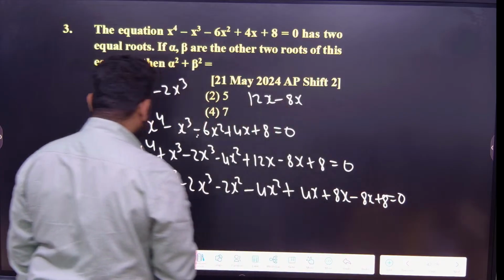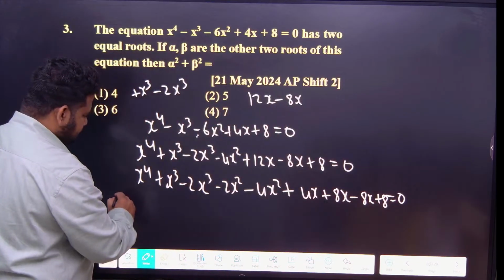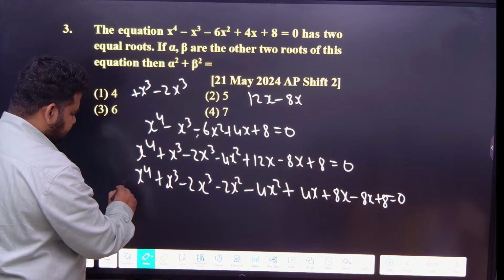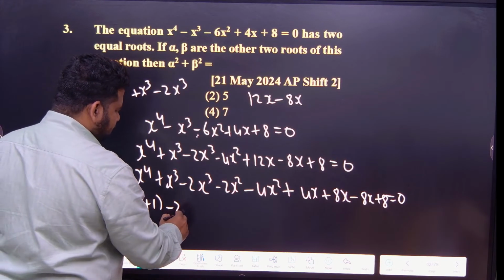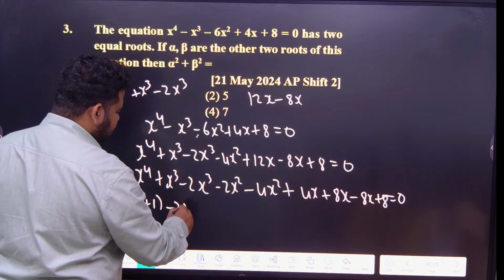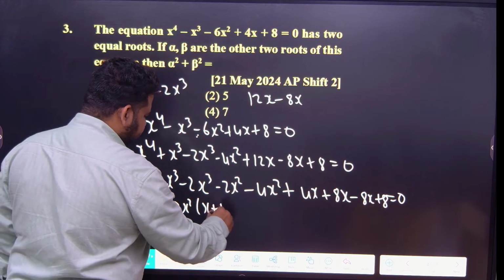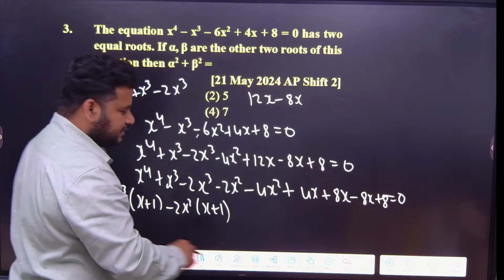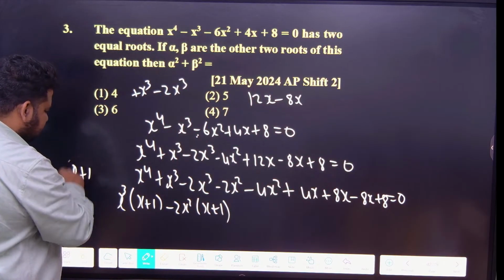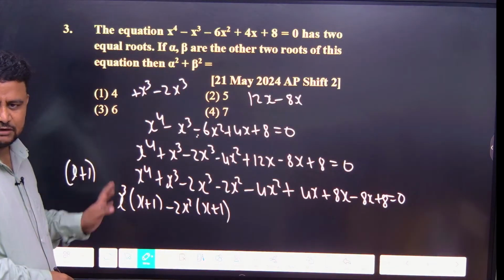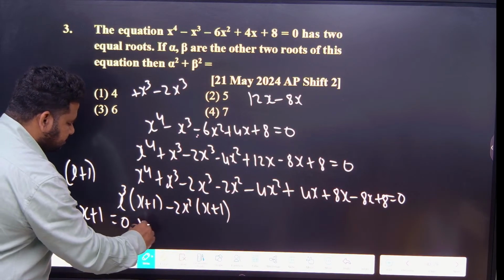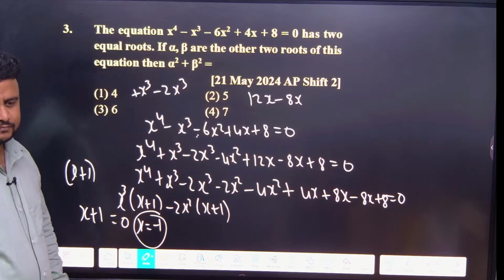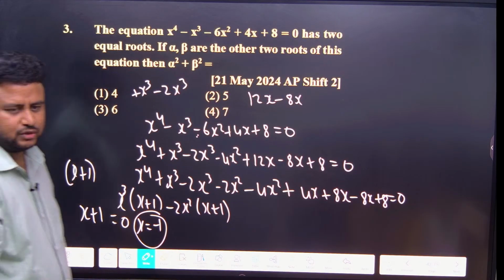On solving this, just don't worry too much. See, if you take x cube outside, this will be x plus 1. If I take minus 2 x square outside, I will get x plus 1. Like this, if I go on doing, I will get x plus 1 outside. So x plus 1 is equal to 0, that means x is equal to minus 1 is one root.